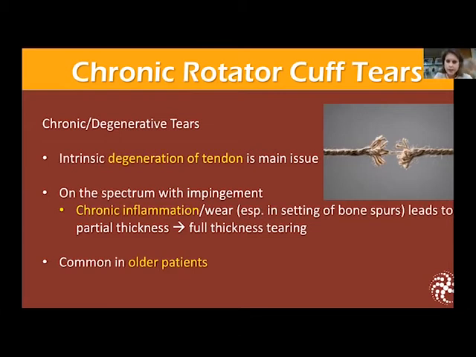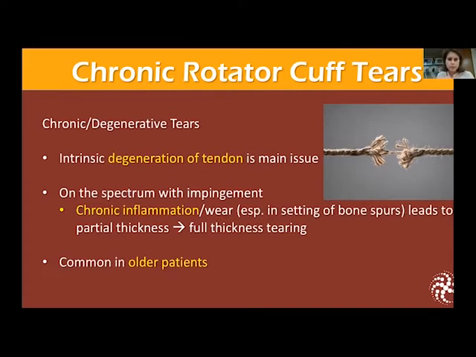starts to tear. And so these kinds of tears are a lot of times on the spectrum with impingement. So you can imagine if your shoulder is getting rubbed and the rotator cuff is getting rubbed with bone spurs and bone over time, that tissue can start to fray, you get chronic inflammation, the tissue weakens, and then it frays further, and you can develop partial thickness rotator cuff tears, which then can over time potentially progress to full thickness tears.